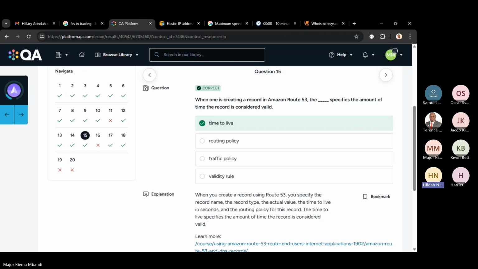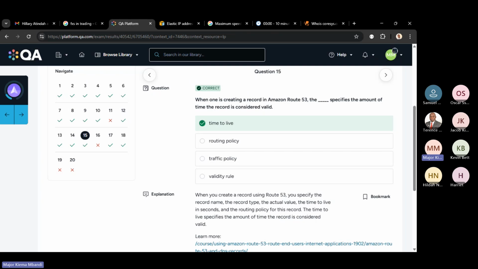When one is creating a record in Amazon Route 53, the dash specifies the amount of time the record is considered valid. Time to live. When you create a record using Route 53, you specify the record name, the record type, the actual value, the time to live in seconds, and the routing policy for this record. The time to live specifies the amount of time the record is considered valid.